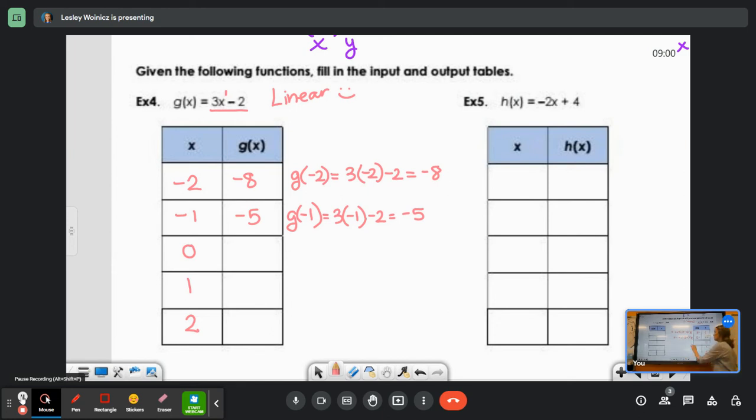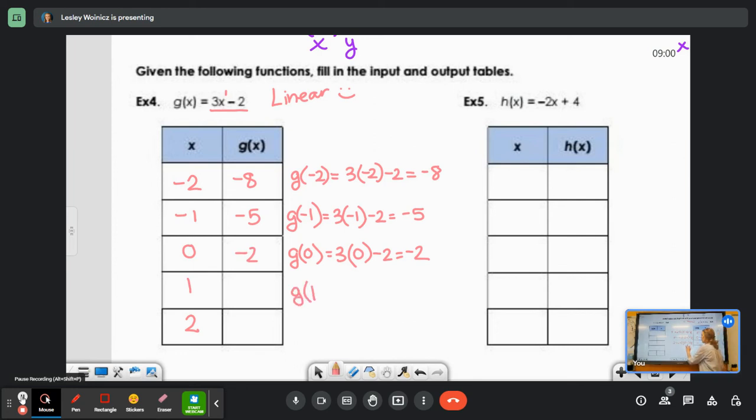Okay, this next one is great. You guys will love multiplying by 0. 3 times 0 minus 2. What's 3 times 0? 0. Take away 2. Negative 2. Good.